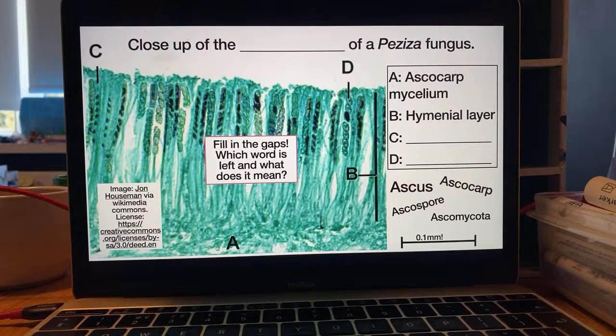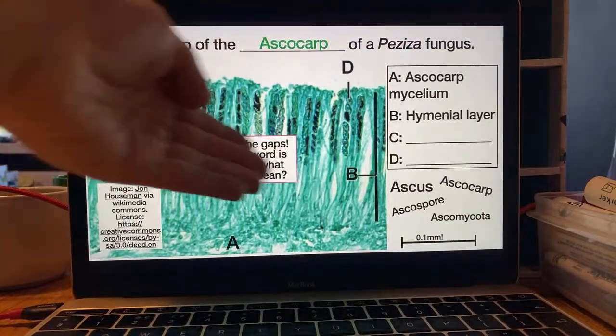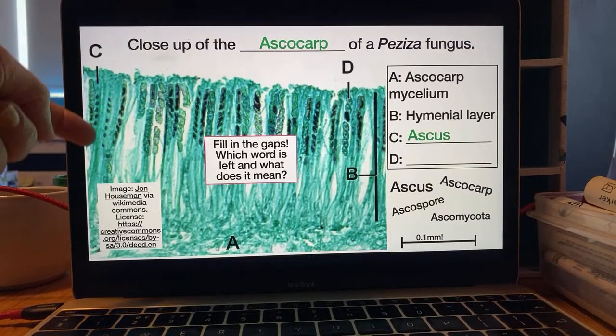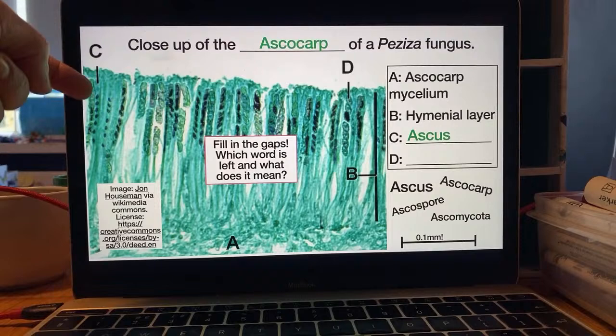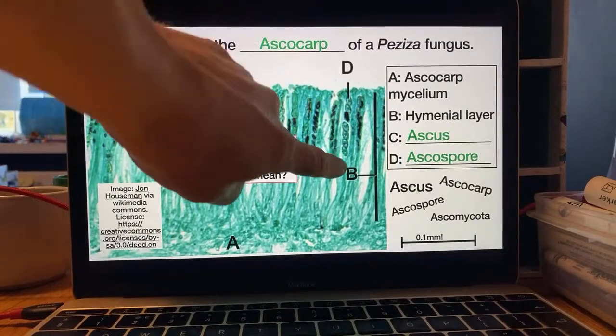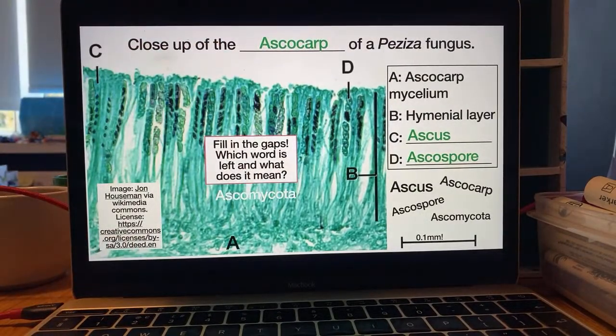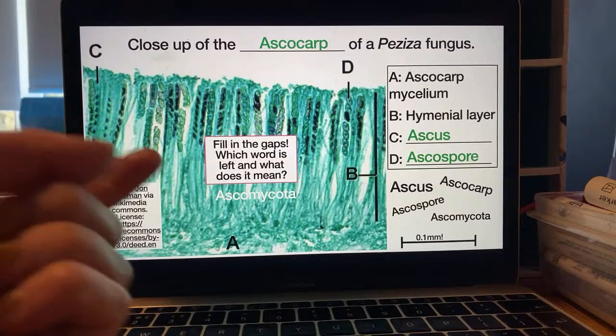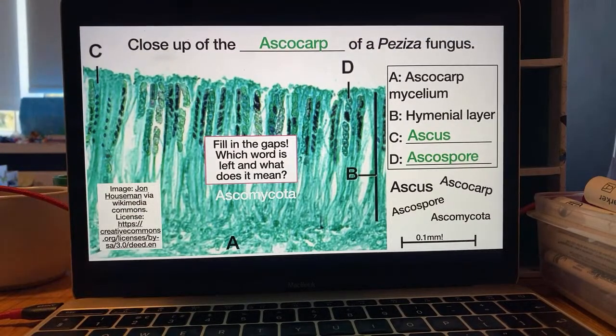So this is the one that probably most people got wrong on Facebook. It's a close-up of the ascocarp. So this is a bit of the little cup type thing. And what is the cup made of? It's made of lots of asci. So C is one ascus, the long finger type thing. And inside the ascus are little ascospores. So that was D. And the word that you're left with is ascomycota, which is the name of the group of any fungi that have got an ascus. They are in the category Ascomycota. Phew!